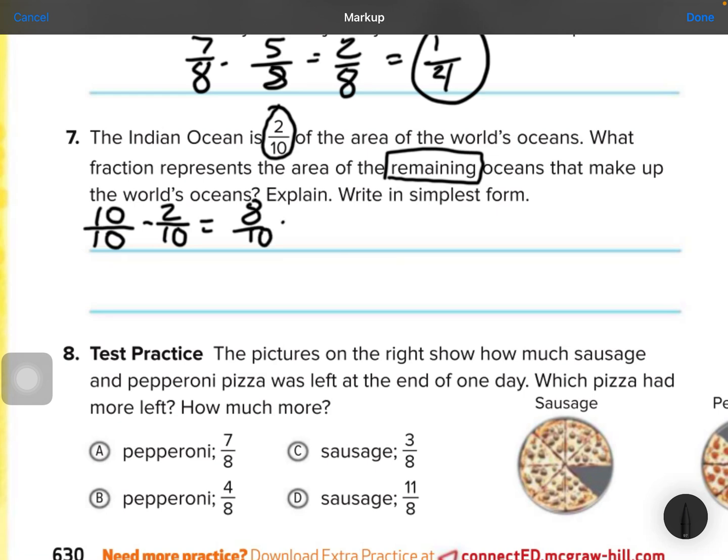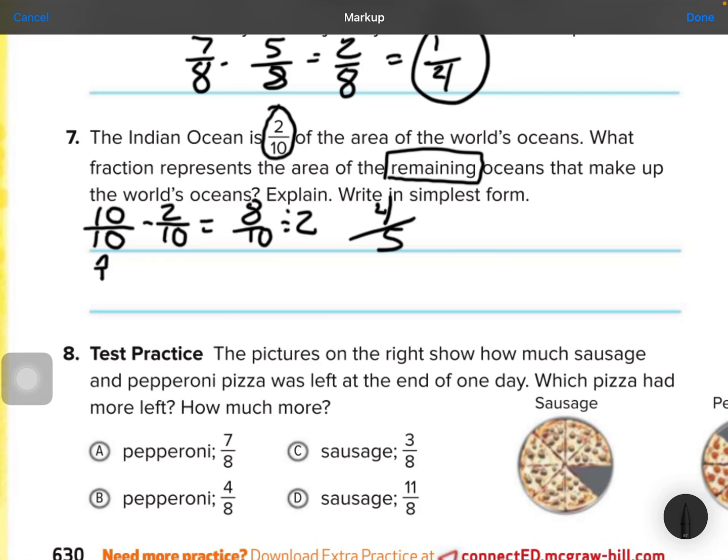But that looks like I can simplify it. They're both even. Let's divide them both by 2. 8 divided by 2 is 4. 10 divided by 2 is 5. So we have 4/5 of the ocean. And we're going to explain.